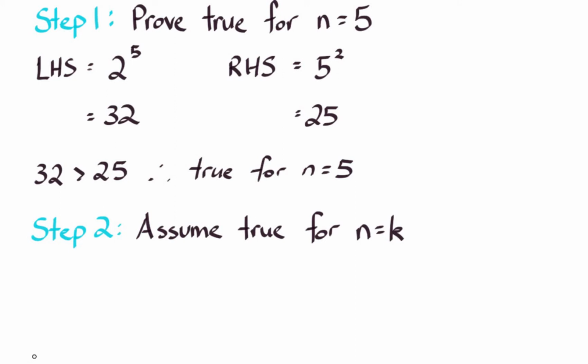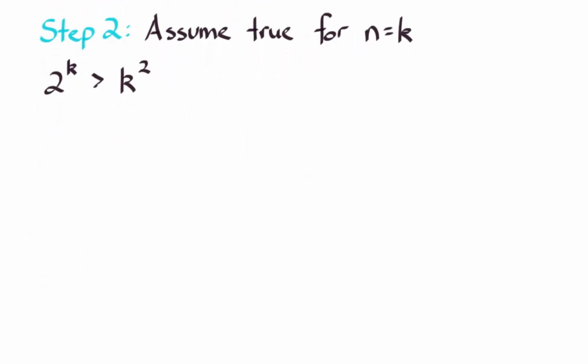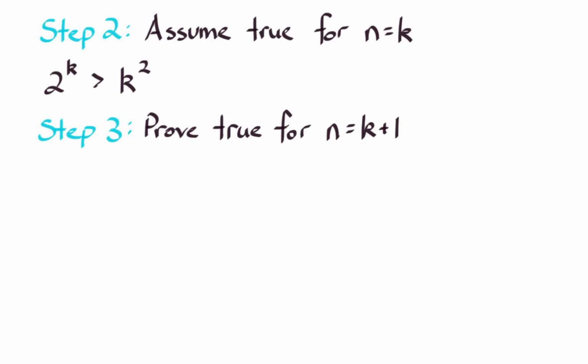Assume true for n equals k. So, what was it? 2 to the n, so we're going to say 2 to the k, is greater than n squared, so k squared. Alright, that was pretty easy. Let's go on to step 3. The fun part. Prove true for n equals k plus 1.